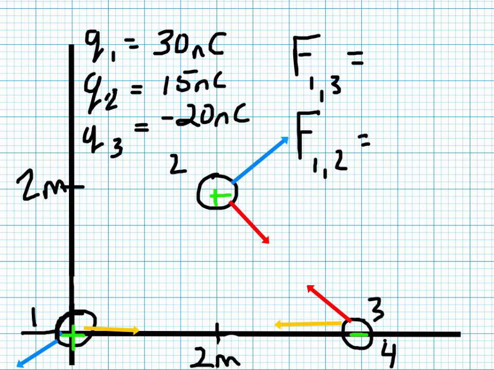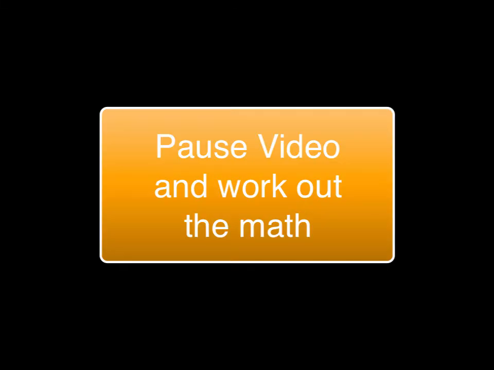If I'm interested in the net force on charge 1, I need to find the force on 1 from 3 and the force on 1 from 2. So I have to use Coulomb's force to get those two forces. Do that work now and check back with your answer.